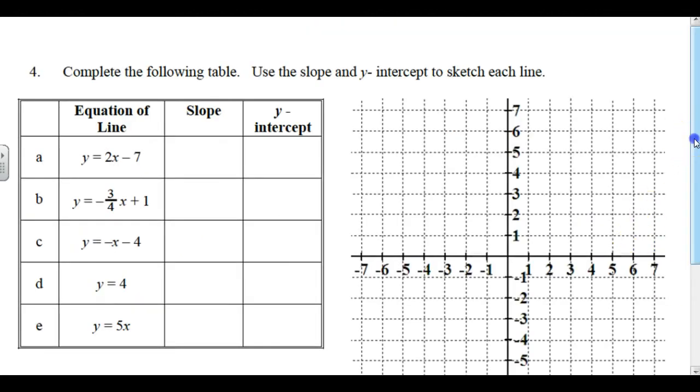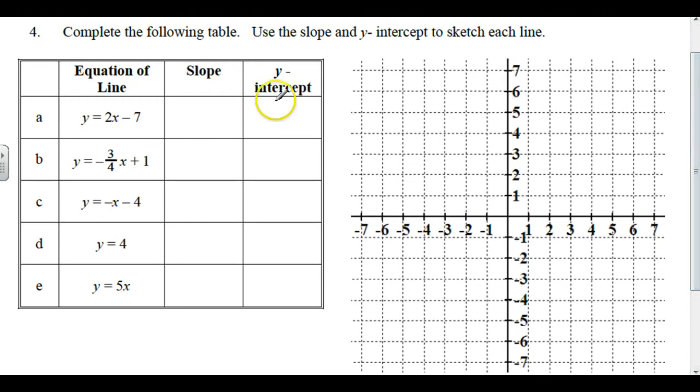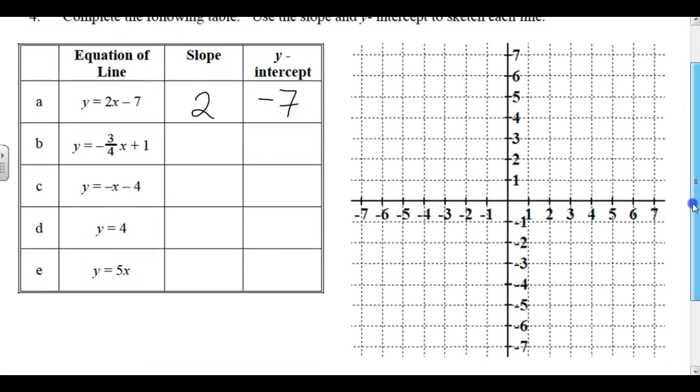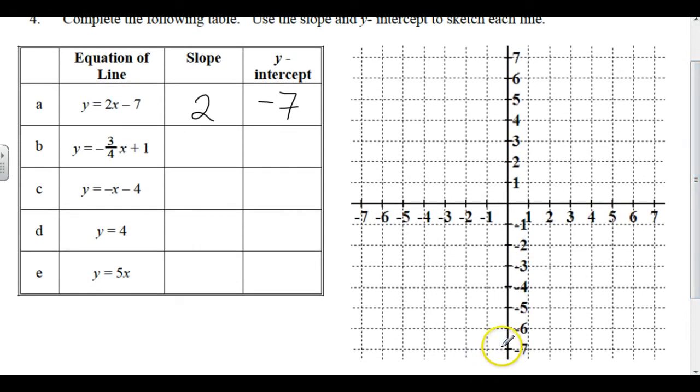Complete the following table. Use slope and y-intercept to sketch each line. Ooh, I can use different colors. The slope is 2, the y-intercept is -7. So what you do, you start off by finding the y-intercept, slope of 2. Remember, slope of 2 is 2 over 1. Go up 2 over 1, 2 over 1. I do as many as I can. And then if I've done them right, they should all be on a straight line.